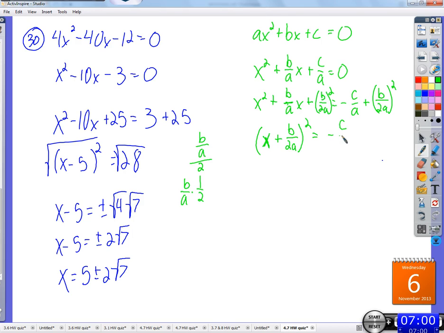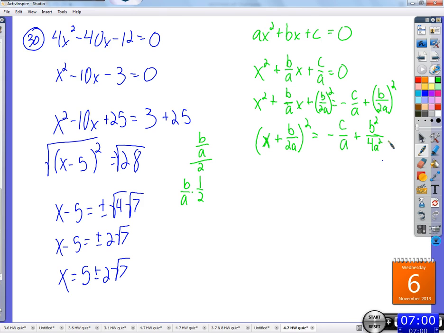We got negative c over a, plus now we should figure out what b over 2a squared is. What does it mean to square something? Multiply by itself. So we're going to take b over 2a times itself. So we're going to get b times b, b squared, and 2a times 2a, 4a squared.